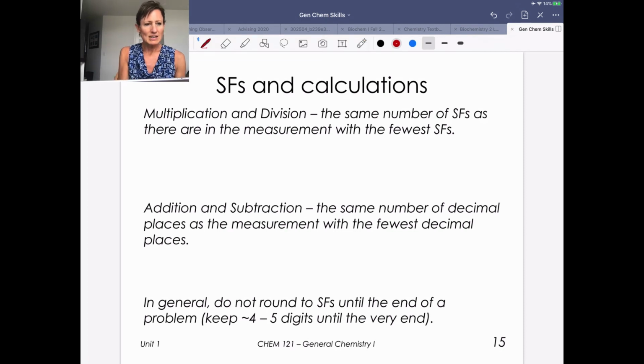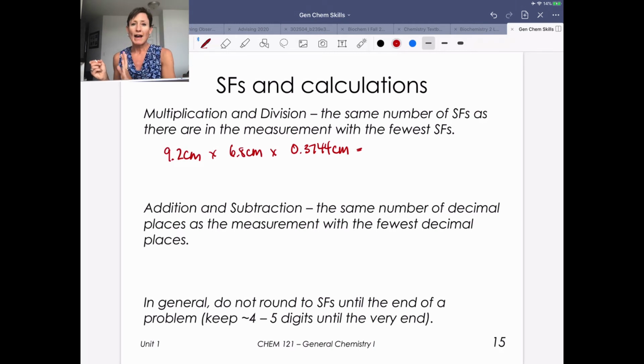Okay, so let's imagine that we're multiplying some numbers together here. Let's say we've got 9.2 centimeters times 6.8 centimeters times 0.3744 centimeters. Now, one of the things I want to encourage you to do is do not round your answers until the very end of a problem. Keep, probably 4, 5, 6 significant figures until you get all the way to the end. So that's what I'm going to do here.